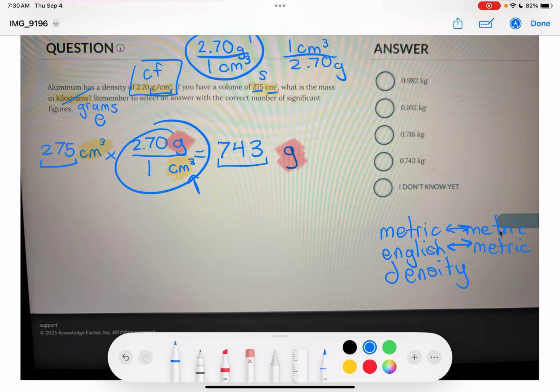Okay, so what if the question was asking for kilograms? And that's when it's a little bit more complicated. So in that instance, and I'm going to erase this, but you can obviously pause the video and go back and look at it if you need to.